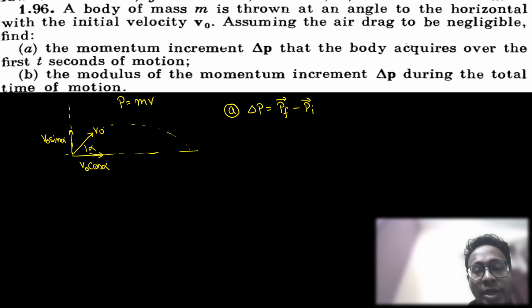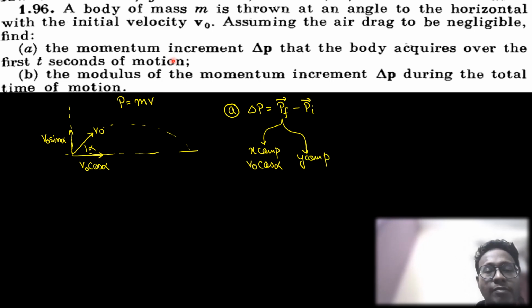Now the final momentum. The x component of final momentum would not change. Why? Because in projectile motion there is no acceleration in the x direction, so the x component of final momentum remains the same. So P final is equal to v naught cos alpha for the x component, and then the y component of final momentum after time t.